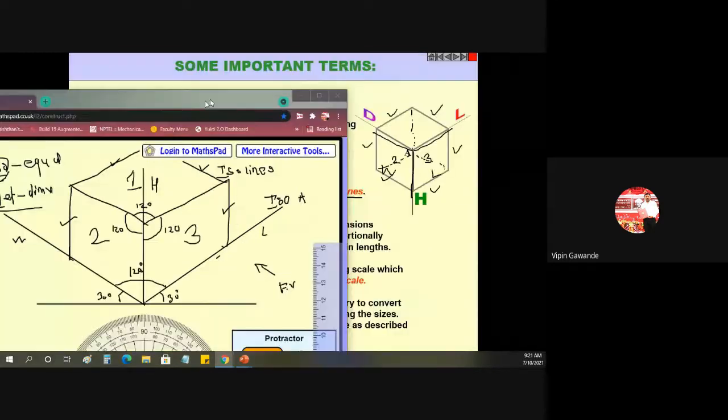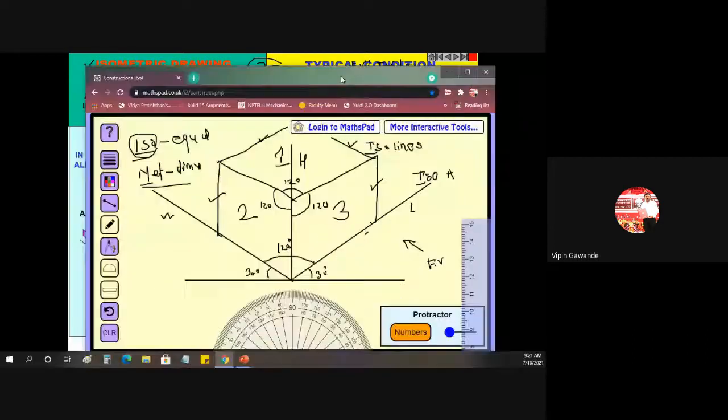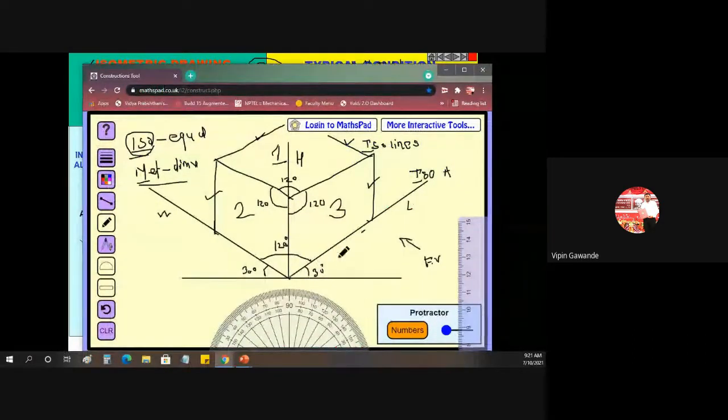What we are seeing is the angle between the isometric axes. It is very important. It is 120 degrees. Generally in interviews, they ask why, in isometric projections, we take a 30-degree angle while drawing the isometric axes. Because the angle between the isometric axes is 120 degrees, the remaining angle is 60. So to make it symmetrical, it is 30 degrees on this side and 30 degrees on this side.